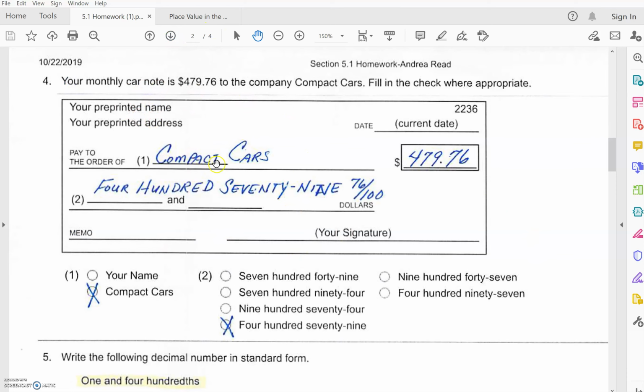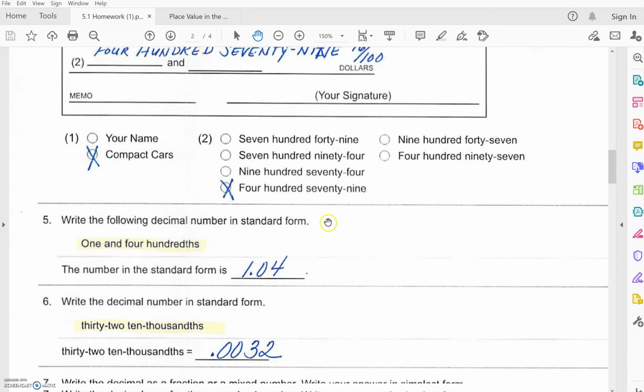It's going to have you fill out a check, and basically you're going to write the number, and you can see the numbers right here, and then you're just going to write it out in words. That would be 479, and then the fractional part, you just write that number over 100.